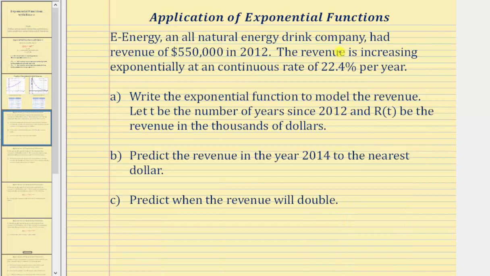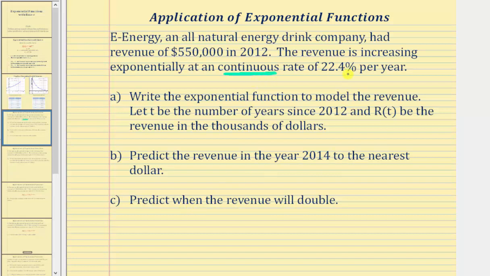Let's look at an application problem. E-Energy, an all-natural energy drink company, had revenue of $550,000 in 2012. The revenue is increasing exponentially at a continuous rate of 22.4% per year. Write the exponential function to model the revenue. Let t be the number of years since 2012, and r of t be the revenue in thousands of dollars. Predict the revenue in the year 2014 to the nearest dollar, then predict when the revenue will double.